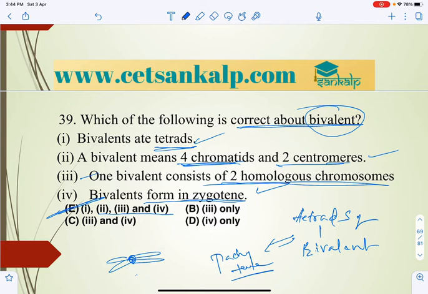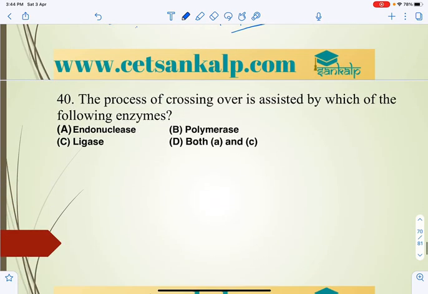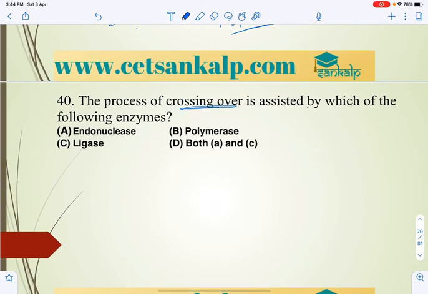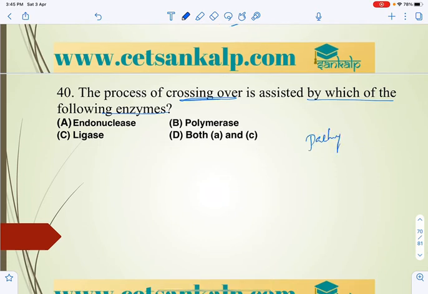So let us take the 40th question. The process of crossing over is assisted by which of the following enzymes? I already mentioned where exactly crossing over takes place. Crossing over takes place during pachytene, at the site called the recombination nodule, where there are generally two enzymes, the polymerase and the endonuclease.